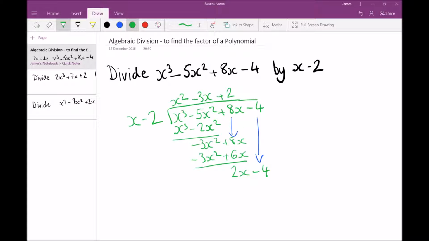Okay. So then we say, what's 2 times x? 2x. And what's minus 2 times 2? Minus 4. Take the 2 away from each other, and we get a remainder of 0. So therefore, x minus 2 is a factor.